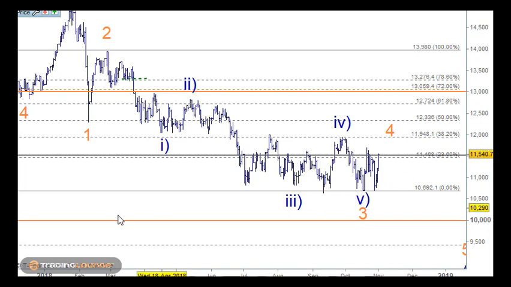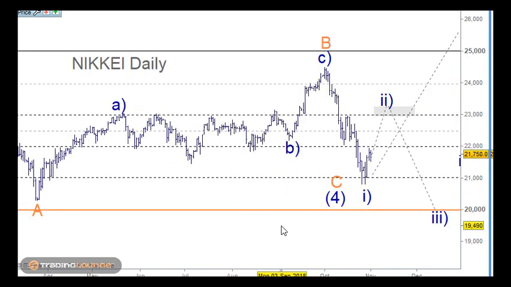We haven't called any sort of trades on this one, so I'll just leave that for the time being. I'll let that play out. Japan, okay, same thing in Japan as well.